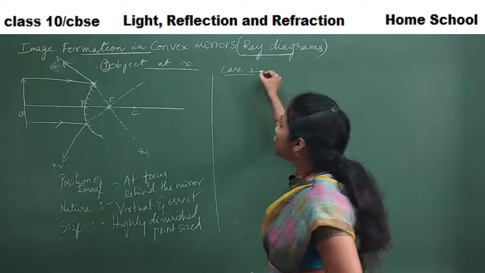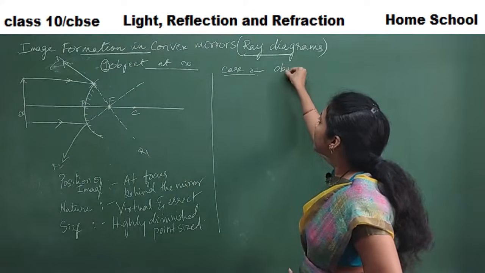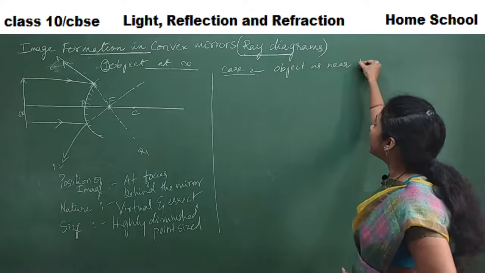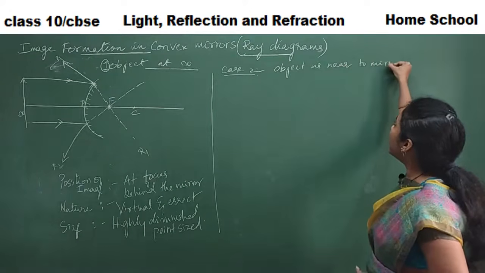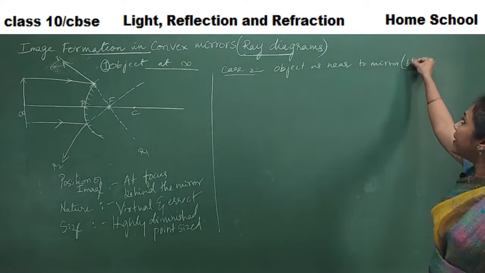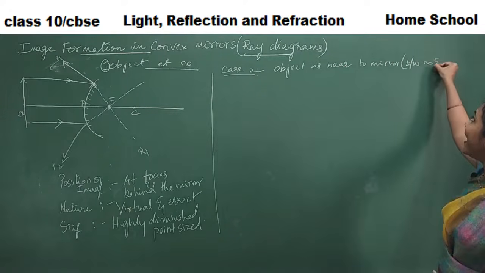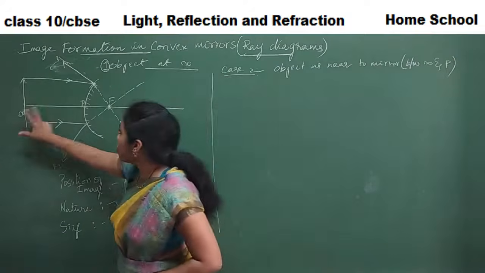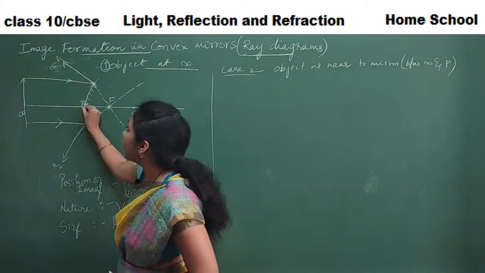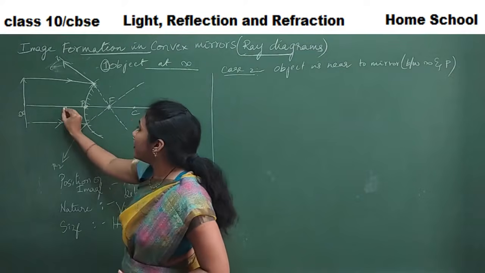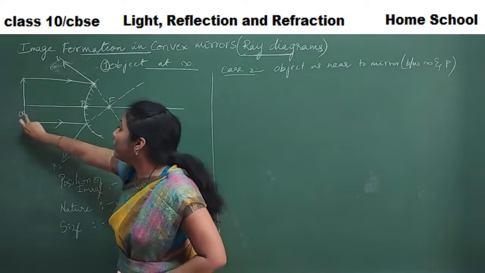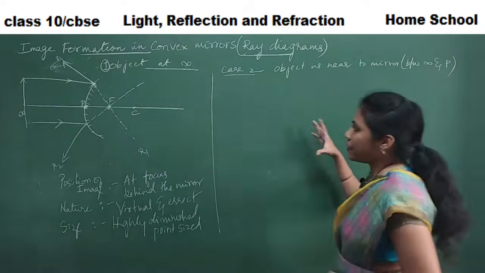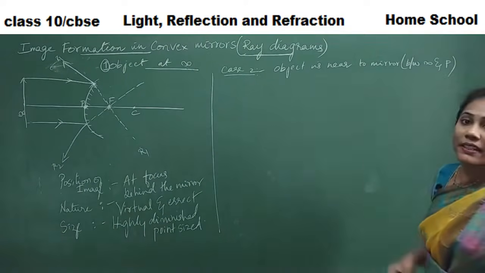So what is case 2? Object is near to the mirror. Near to mirror in the sense what? It is between infinity and pole. Okay. So this is our infinity position. This is our pole. Okay. So near to the mirror in the sense somewhere between infinity and pole. Okay. Now let us draw the ray diagram for this particular case.